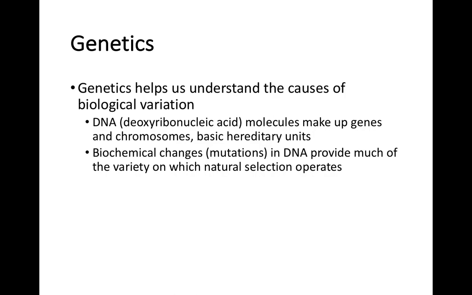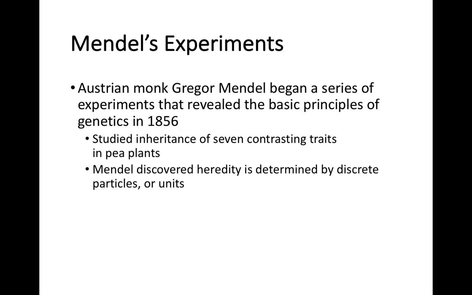When we look at how we can inherit variation, there are biochemical changes or mutations in DNA that provide much of the variety on which natural selection operates. If you recall back to high school biology, you remember that we've got four bases, adenine, guanine, cytosine, and thymine. There's also a U, I'm spacing on what that one is, that's present in RNA, but not in DNA.